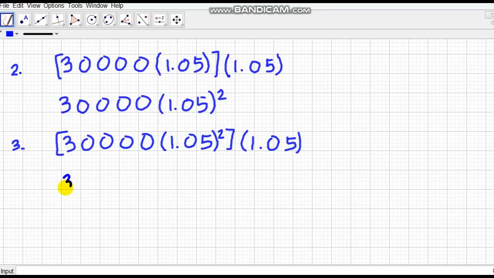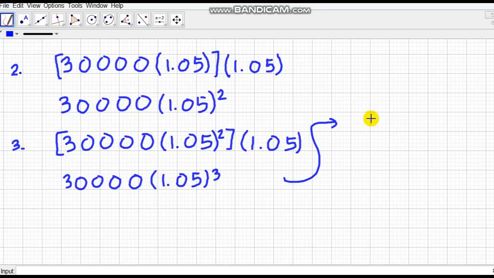So this becomes 30,000 times 1.05 cubed. Take note that this is similar to our function that we mentioned earlier: y is equal to ab raised to x. a is your starting number, 30,000. b is the growth factor, the 1.05. And x represents the number of years, which is 3.